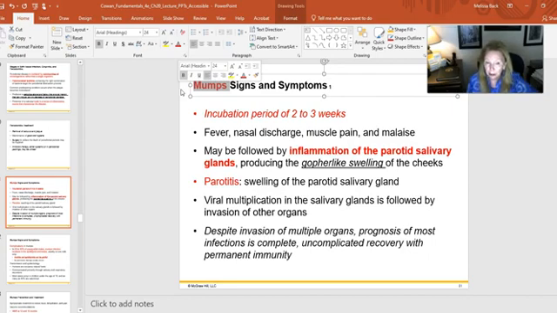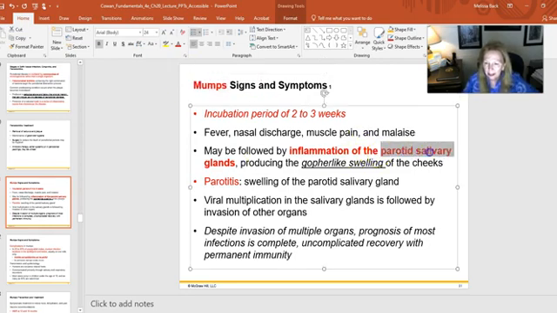This is a virus that actually attacks the parotid salivary glands. You have three sets of salivary glands. You have the parotid glands, which are here, where my two fingers are. You have sublingual glands, under your tongue, and submandibular glands. The mumps virus attacks the parotid. They swell, and you get this chipmunk-like appearance. It's very diagnostic of this.